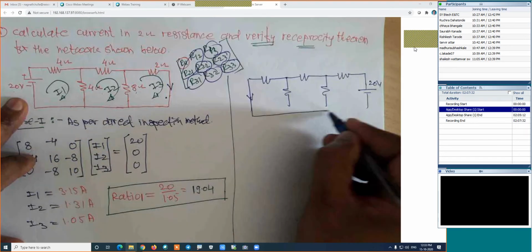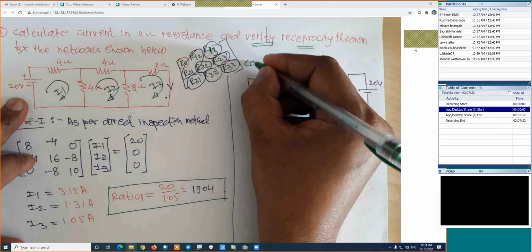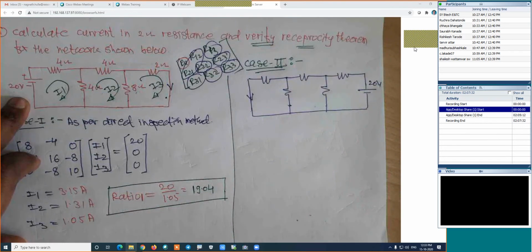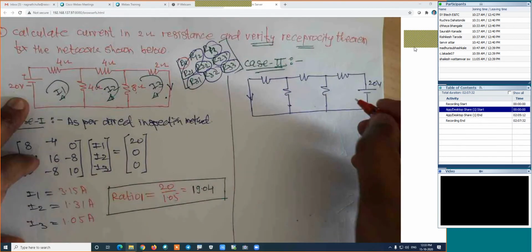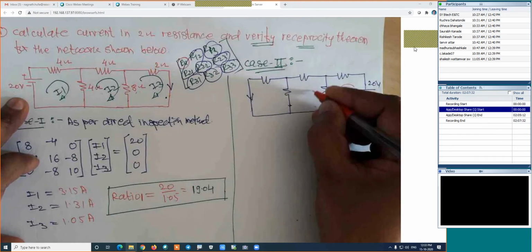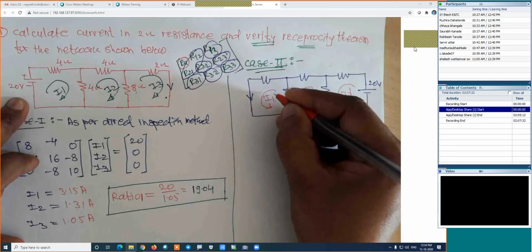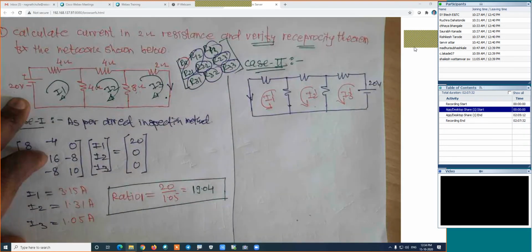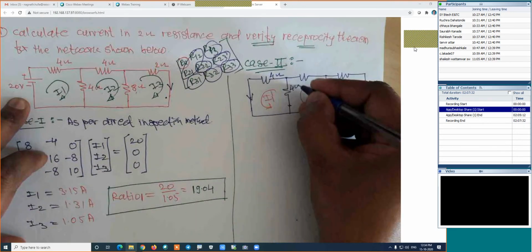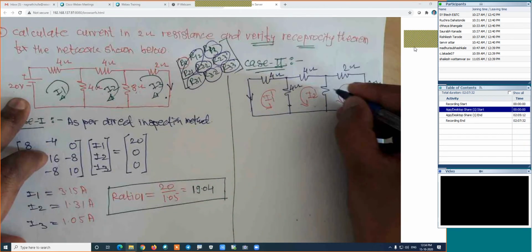And here I will draw the figure something like this. This is the figure for case number 2. What are we doing in case 2? We are changing the positions of V and I. Now in this case, I will name this current as I3 dash, this current as I2 dash, and this current as I1 dash. We are interested in I1 dash now. What are the values? This is 4 ohm, this is 4 ohm, again 4 ohm, this is 2 ohm, and this is 8 ohm again.